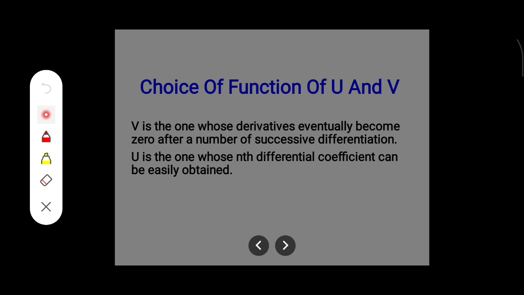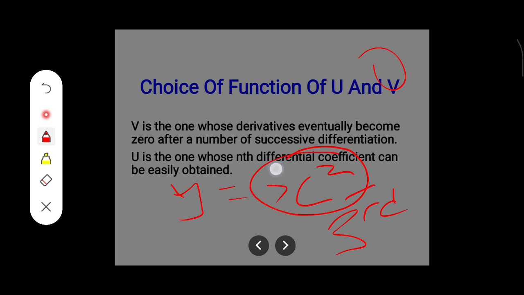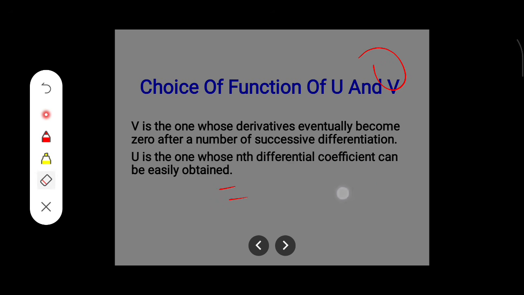So v is the one whose derivative eventually becomes 0 after a number of successive differentiations. Just like the example I gave before, that y is equal to s squared. For this function, I know that after performing a derivative of the third order, I will have 0 as my answer. So in a question like this, if I have an algebraic function, then that will be my v. Then the other one should be my u. Now u is the one whose nth differential coefficient can be easily obtained.